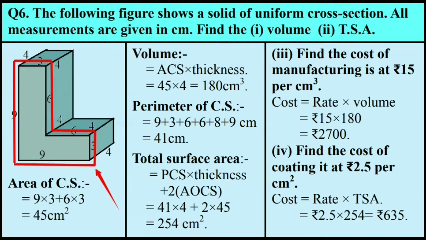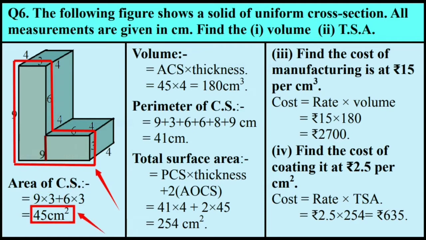In the diagram, the front area shown here using red boundary lines is the area of cross section of the object. To find out the area of cross section, this cross section has to be divided in two parts or two rectangles. Now this cross section is divided into two rectangles, and the areas of the two rectangles are 9 multiplied by 3 and 6 multiplied by 3.